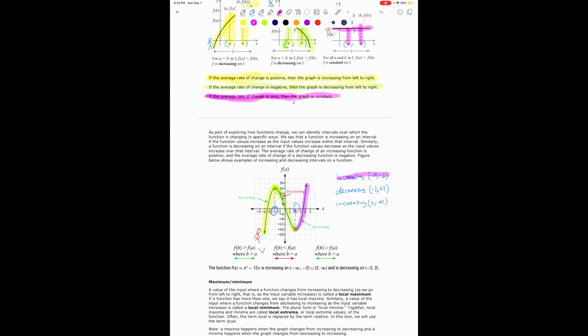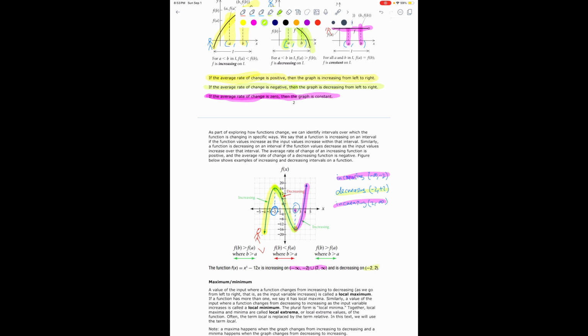So basically, we can combine these two together. We can combine the increasing intervals together, and we can say that the graph of this function is increasing over the interval from negative infinity to negative 2, union from 2 to positive infinity. And then it is decreasing over the interval negative 2 to positive 2.